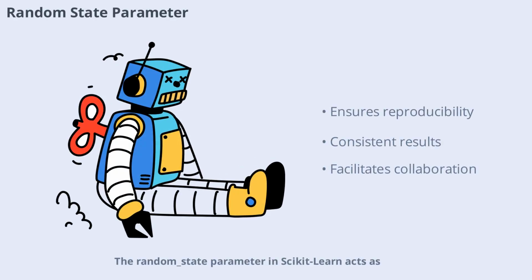Random state parameter in scikit-learn acts as a seed for the internal pseudorandom number generator. This ensures that random processes, such as splitting datasets or shuffling data, produce identical and reproducible results across different runs. For example, a data science team at Tesla can set random_state equals 42 so that every engineer gets the same validation scores when running the same script, making collaboration and debugging much easier.